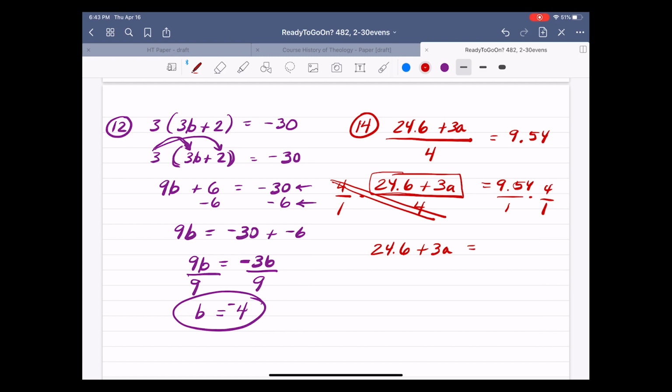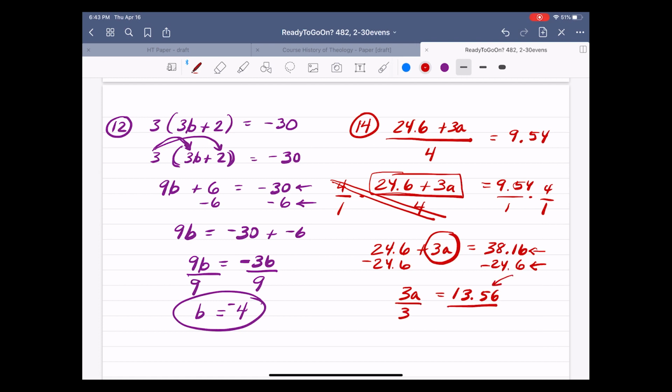9.54 times 4. 9.54 times 4 equals 38.16. Now I can isolate this 3a. I've got to get rid of the 24.6. If I subtract it from the left, I have to subtract it from the right. And if I take my calculator and subtract, I get 3a equals 13.56. 38.16 minus 24.6 is 13.56.